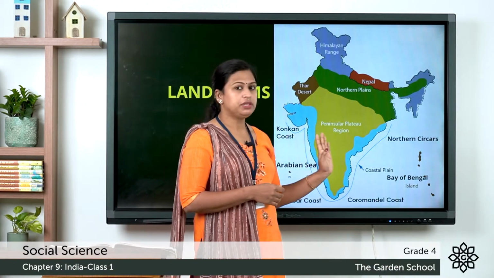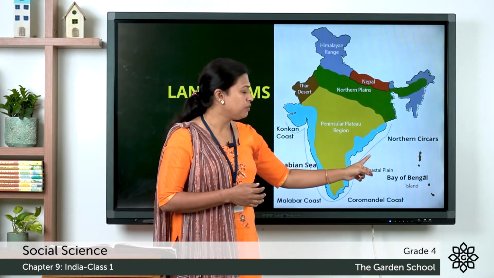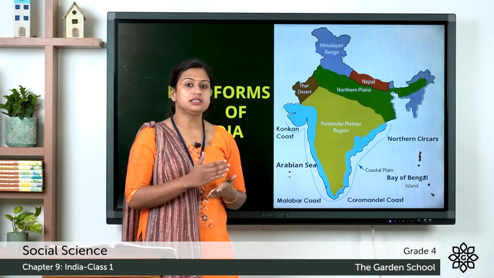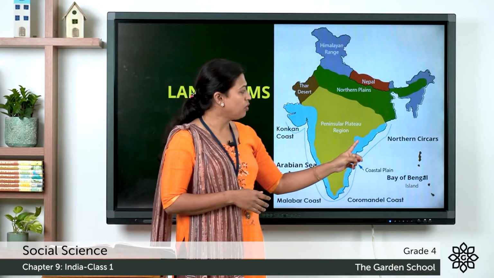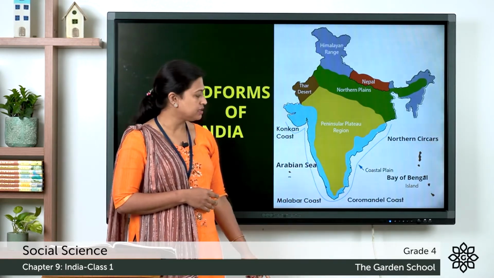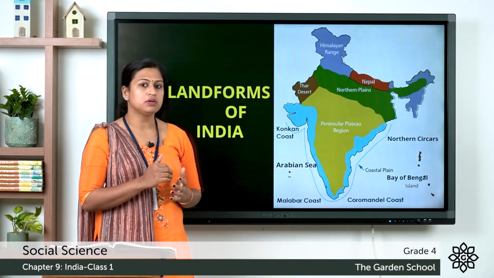Now, let us move on to the other side, that is the eastern part. So, the coastal plain which is located in the eastern side is known as eastern coastal plain, and the northern part is known as Northern Circars and the southern part is known as Coromandel coast. So, this was about the coastal plains.